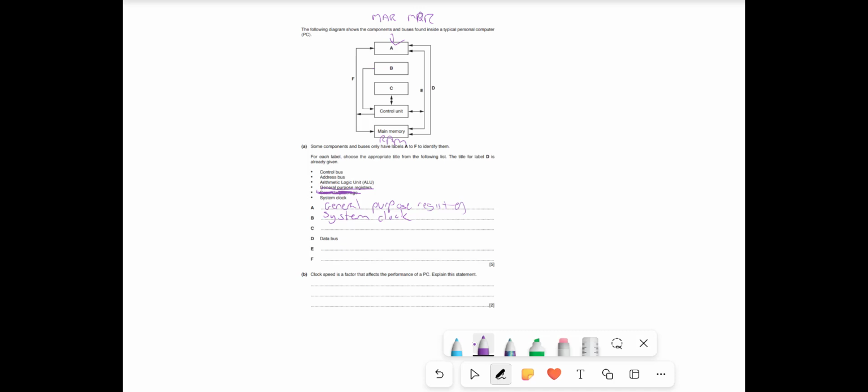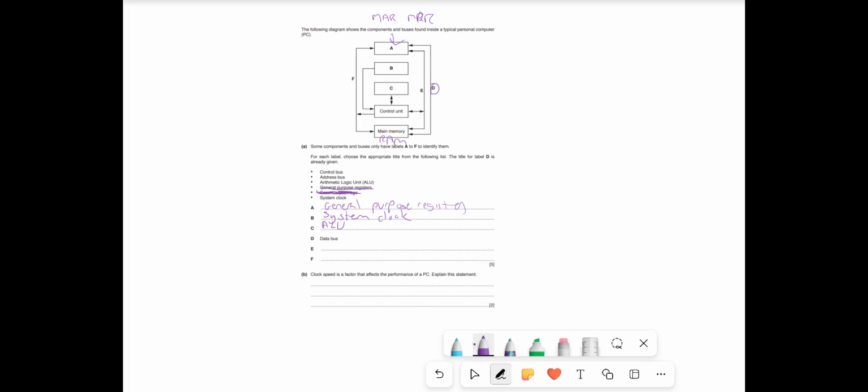We then have a relationship between the control unit and C. Well, this would be the ALU. Why? Because it will be the control unit which decodes, and works with the ALU and whatever's inside of the ALU to perform the calculations and logic. It's given us D as being a data bus, so therefore that would have made A really easy. The data bus goes from RAM all the way to the MDR, i.e. a general purpose register.